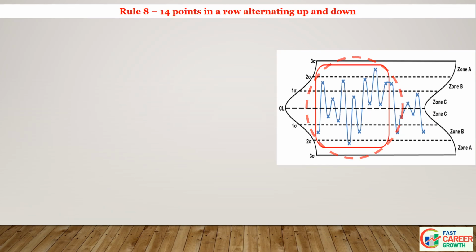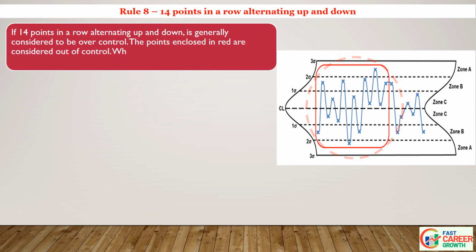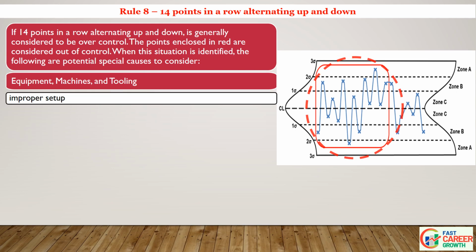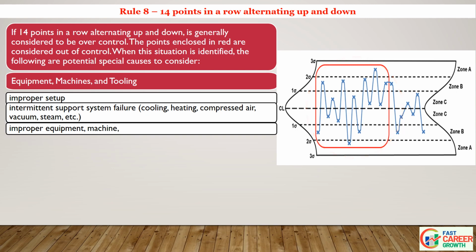Rule 8. If 14 points in a row are alternating up and down, it is generally considered to be over control. The points enclosed in red are considered out of control. When this situation is identified, the following are potential special causes to consider. Equipment, machines, and tooling. Improper setup. Intermittent support system failure, cooling, heating, compressed air, vacuum, steam, etc. Improper equipment, machine, and tooling maintenance.